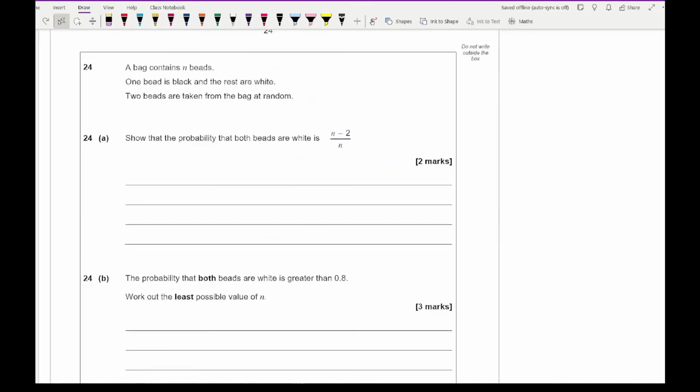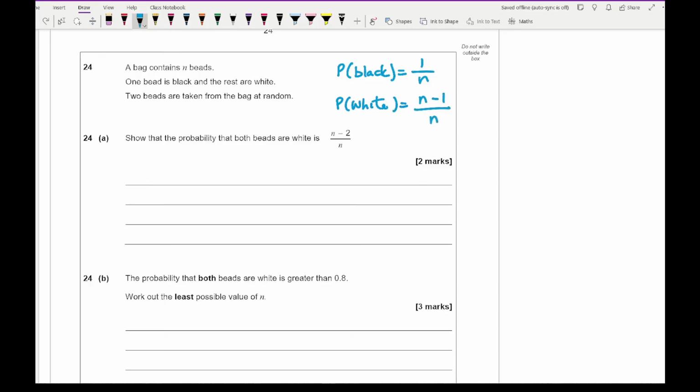So then moving on to question 24, it says that a bag contains n beads. One bead is black and the rest are white. 2 beads are taken from the bag at random. Show that the probability that both beads are white is n minus 2 over n. With this particular question, let's first of all write down the probabilities. The probability that a black bead is going to be selected first is 1 over n. And the probability that a white bead is selected is going to be n minus 1, because you've got that one black bead, and that's going to be over n.